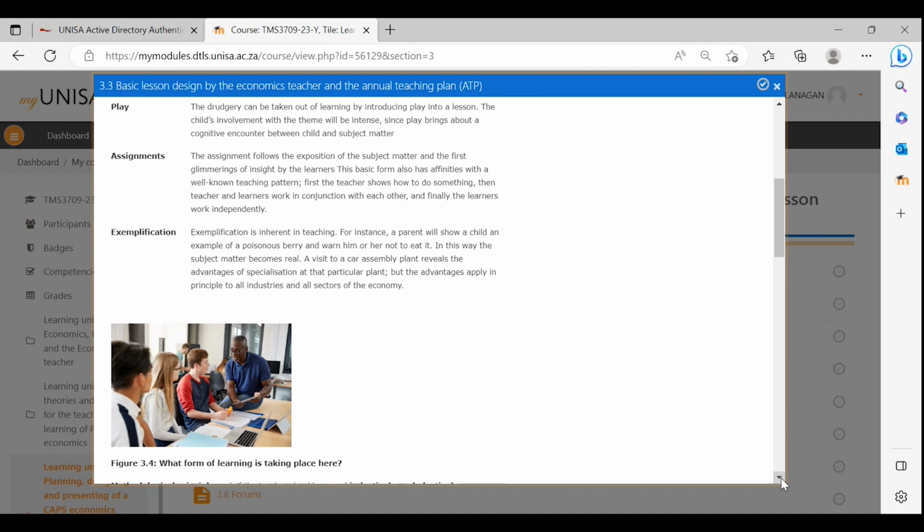Exemplification is inherent in teaching. For instance, a parent will show a child an example of a poisonous berry and warn him or her not to eat it. In this way, the subject matter becomes real. A visit to a car assembly plant reveals the advantages of specialization in that particular plant, but the advantages apply in principle to all industries and all sectors of the economy. What form of learning is taking place here between those four forms?